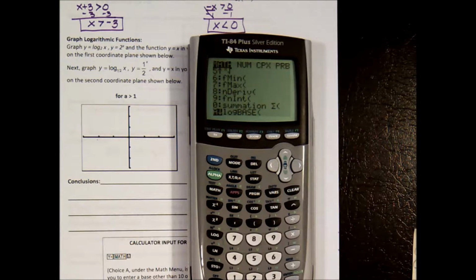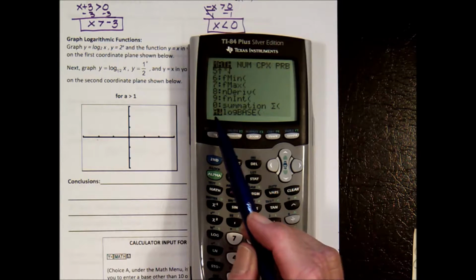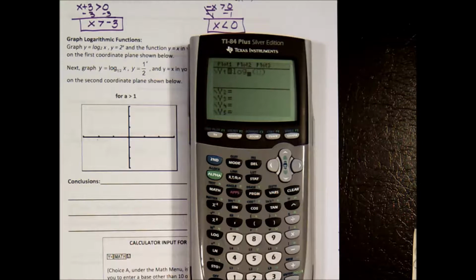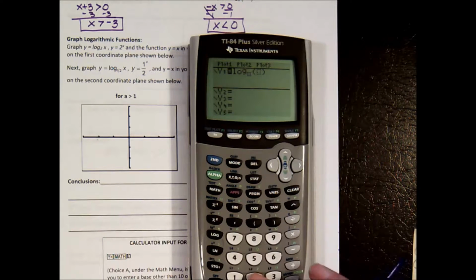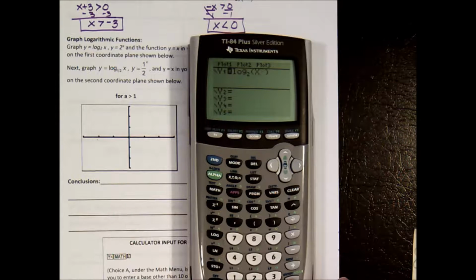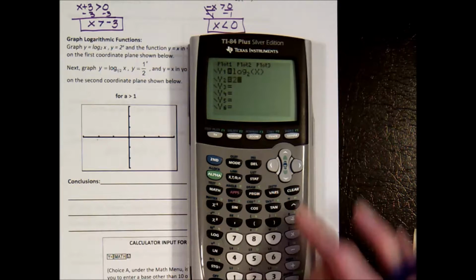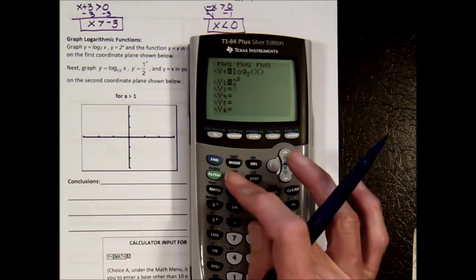You will get down to after 0, 9, 10, and then there's a log base. Pick that, and it sets up your calculator to choose the log. I want base 2, and then I want to take log base 2 of x. So there's my first function that I am inputting. The second one is y equals 2 raised to the x. And then the third one is the function y equals x.